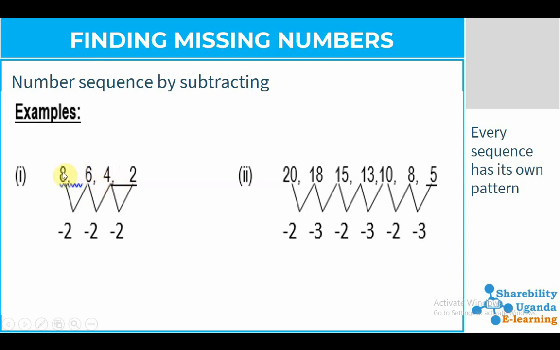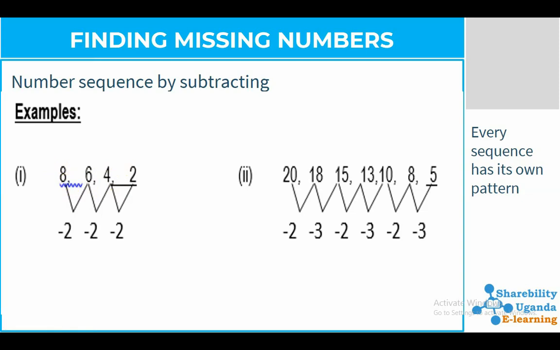You can see this number from the first to the last, these numbers are reducing. Okay, these numbers are doing what? They are reducing, they are not increasing. If they are increasing, that means we are going to deal with addition. But here these numbers are doing what? They are reducing. That means we are going to apply subtraction.